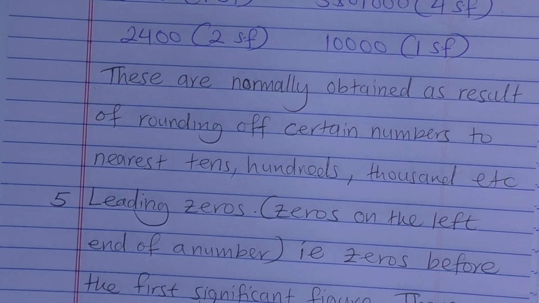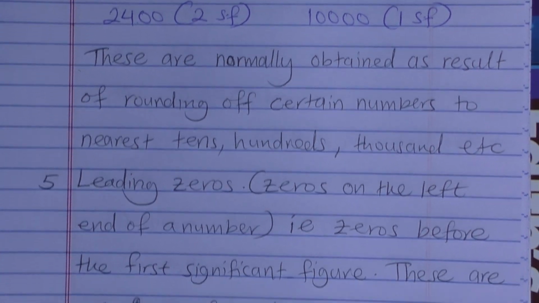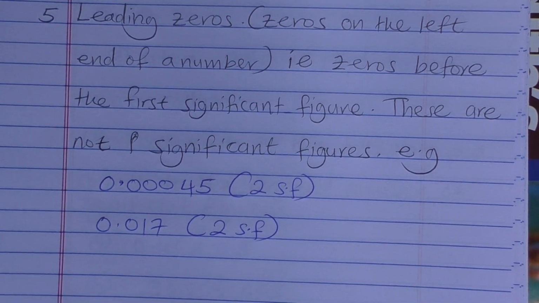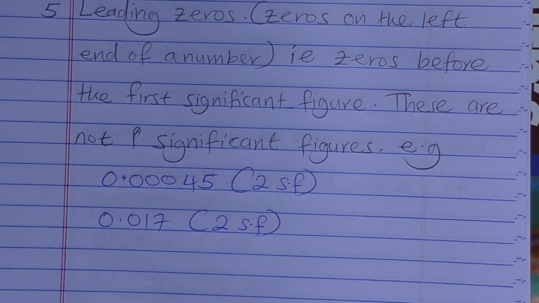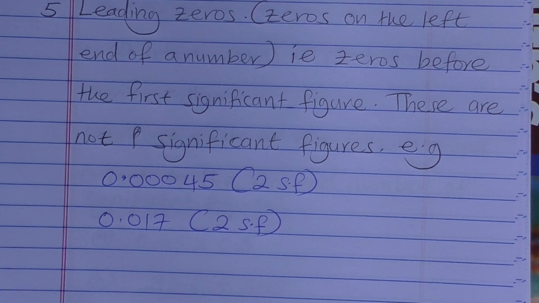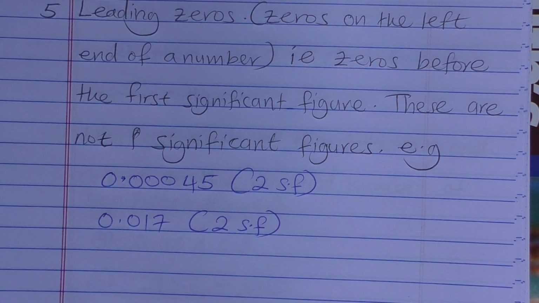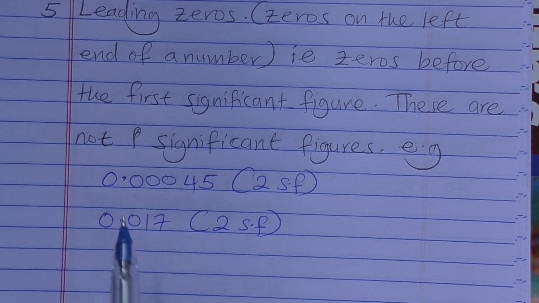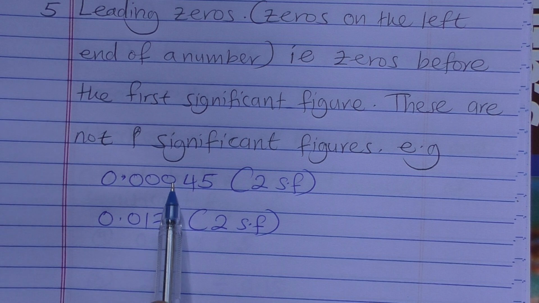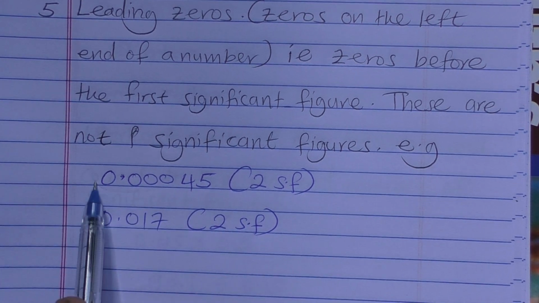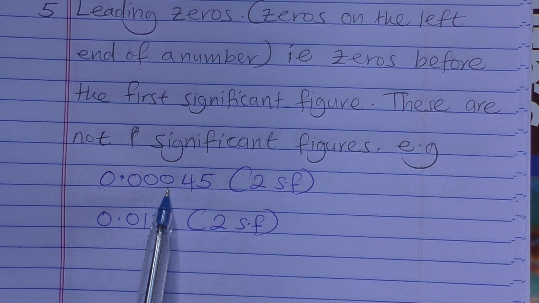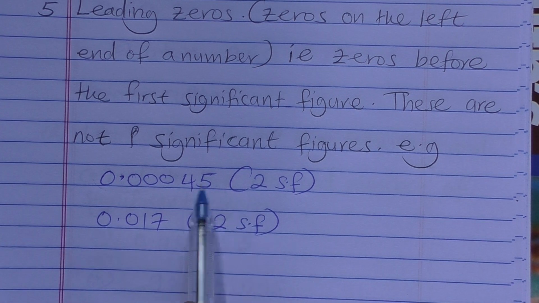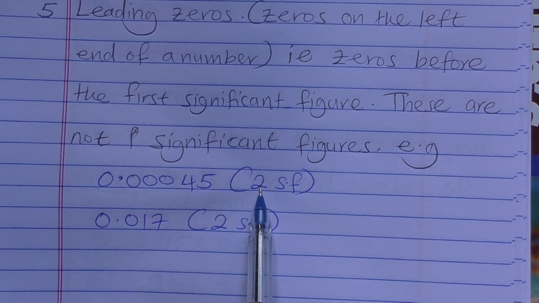Then the last rule, which is rule number 5, is talking about the leading zeros. Leading zeros are those zeros on the left end of a number, or the zeros that are before the significant figures, and these are not considered significant. For instance, in 0.00045, these zeros are not significant. We call them preceding zeros. And therefore, this number has two significant figures.